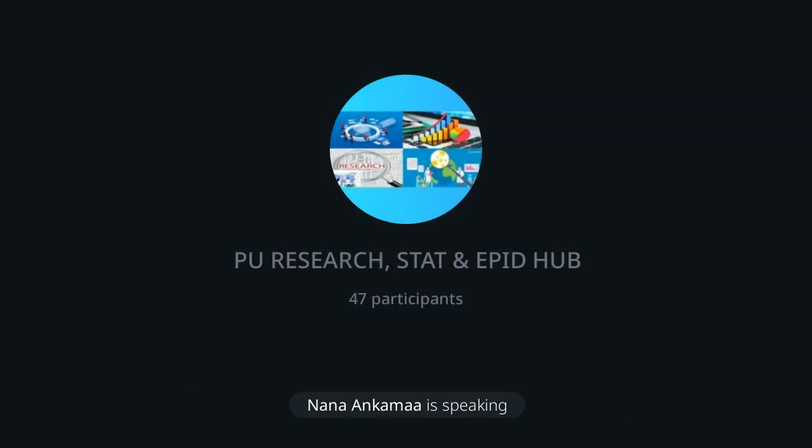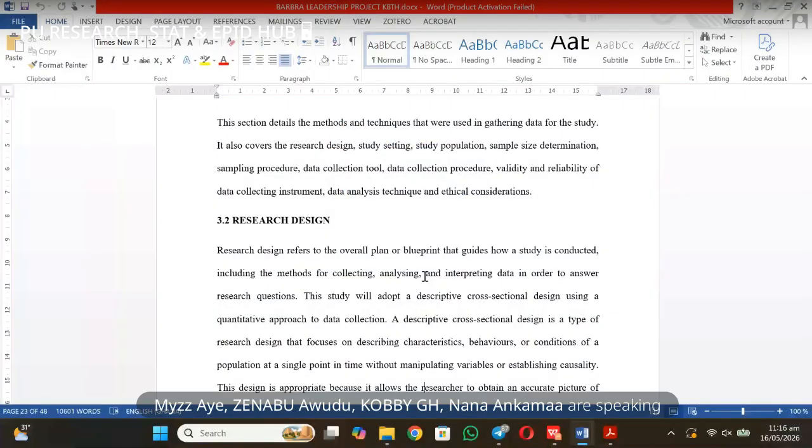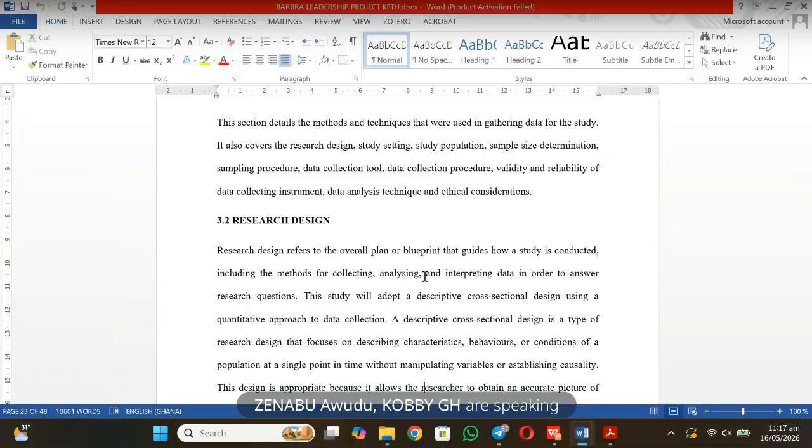Quantitative approach, qualitative approach, and mixed method approach. So quantitative approach, qualitative approach, and mixed method approach. Is that okay? Yes, you should be able to distinguish between the 3.